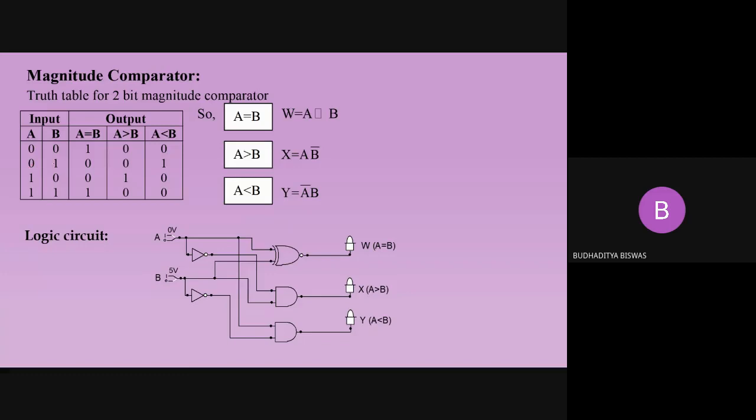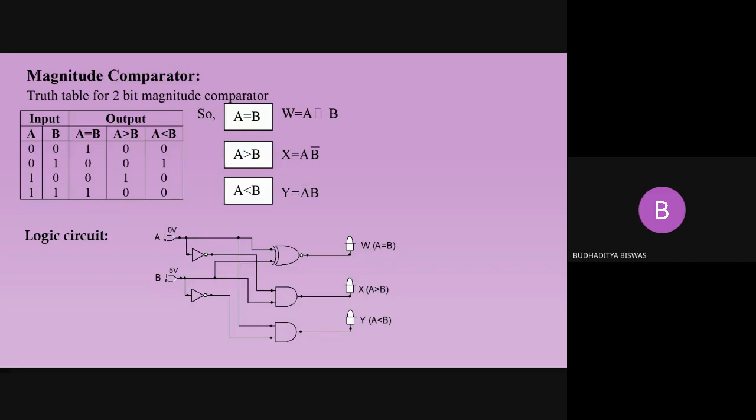When A is 0 and B is 1, which condition will be on? It's A less than B. Now A equal to 1, B equal to 0, then A greater than B. A equal to 1, B equal to 1, A equal to B. So that means this output is nothing but A bar B bar plus A B. Okay, so what is the output of A bar B bar plus A B? It's equal to A XNOR B.